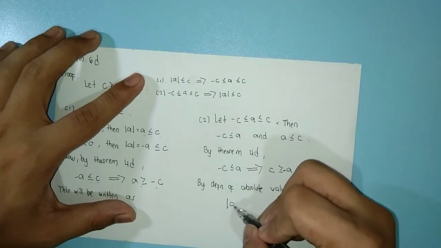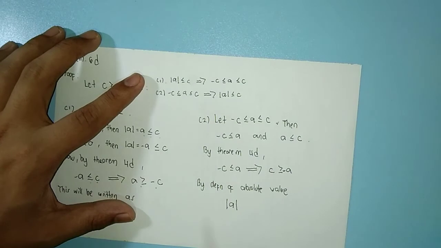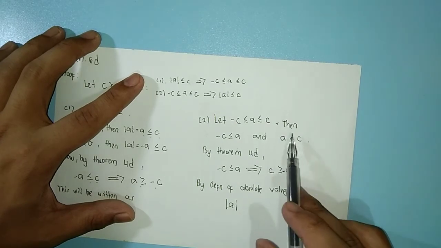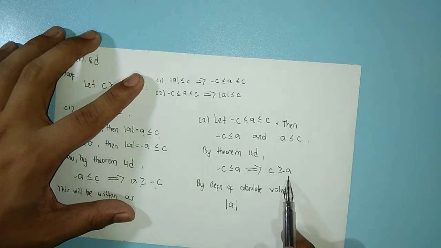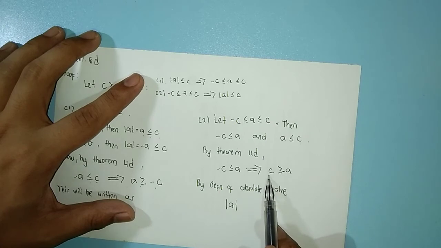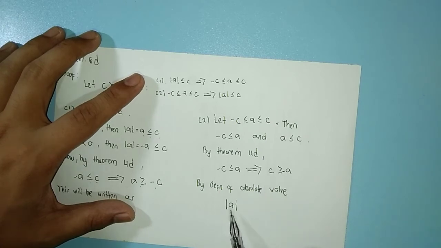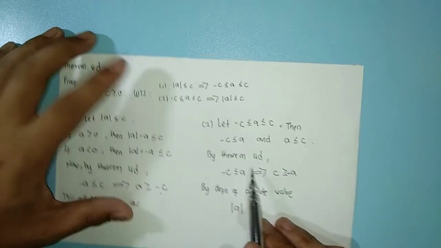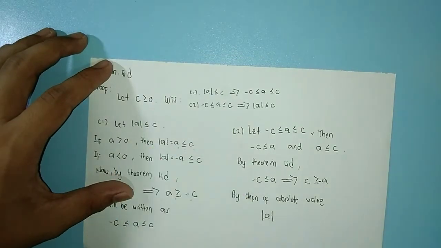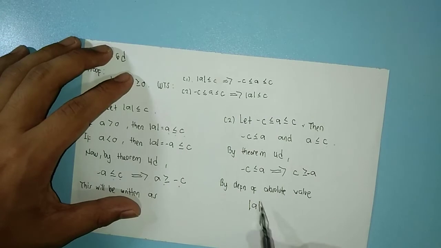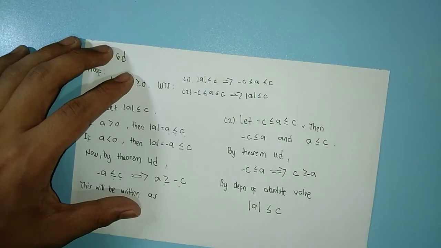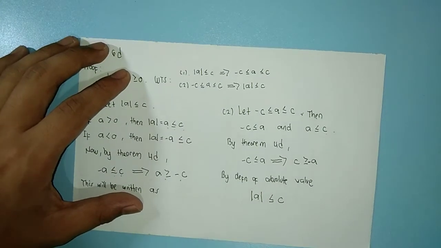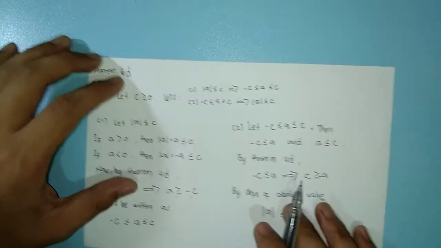yung absolute value ng A natin, kung positive siya, less than or equal pa rin siya sa C. Kung siya ay equal sa negative A, that is still less than or equal to C. Tama? At syempre, kung 0 yung A na yan, less than or equal to C pa rin yan, kasi nga, ang C natin greater than or equal to 0. So, ibig sabihin, definition ng absolute value of A will be less than or equal to C. And yun na yung pinapatunayan natin.